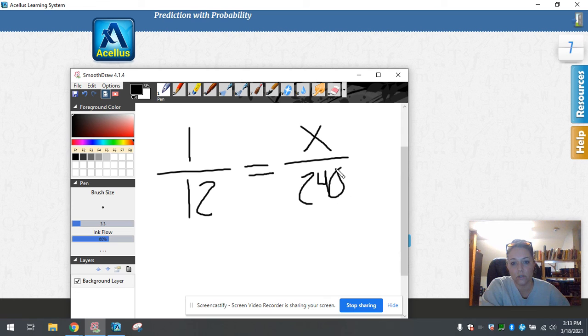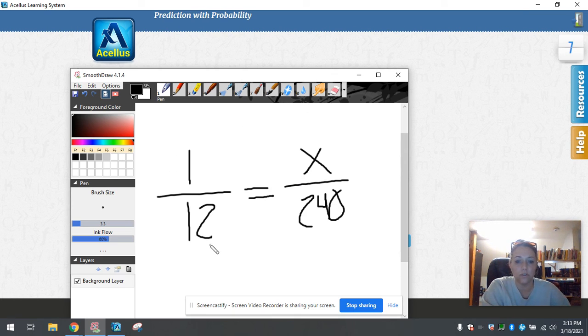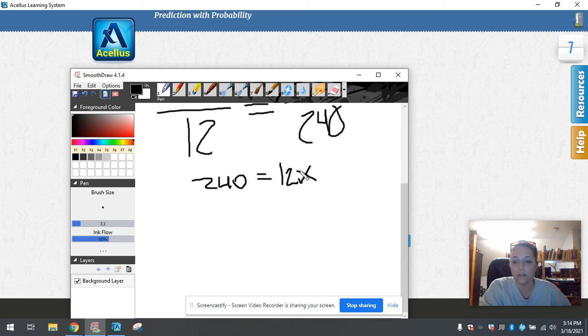Now what we need to do to solve this is cross multiply and then isolate the variable. 240 times 1 is 240 equals 12 times x. I want to get the variable by itself. It's attached to the 12 by multiplication. And when I say get the variable by itself, I mean all by itself on one side of the equal sign. Okay, I undo that multiplication with division. What I do to one side, I do to the other.